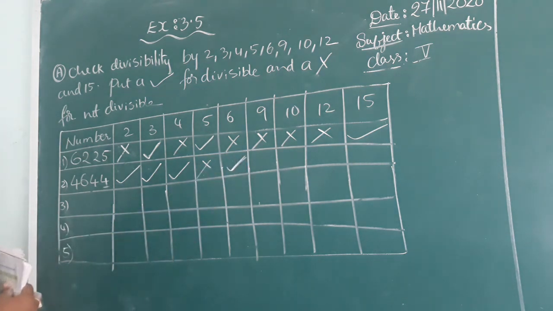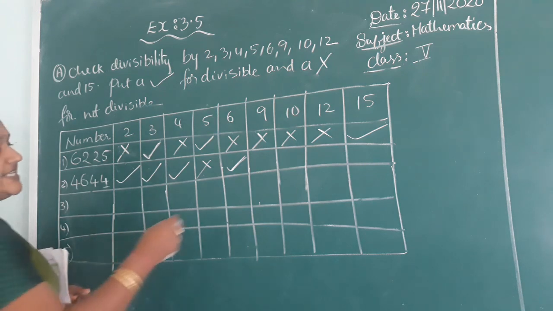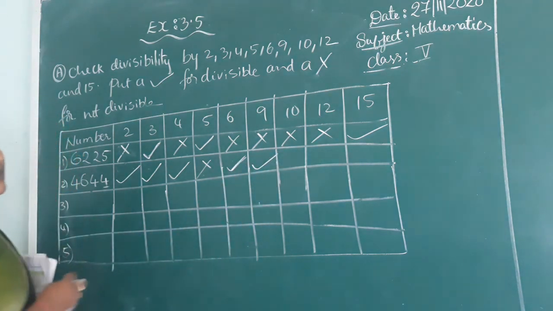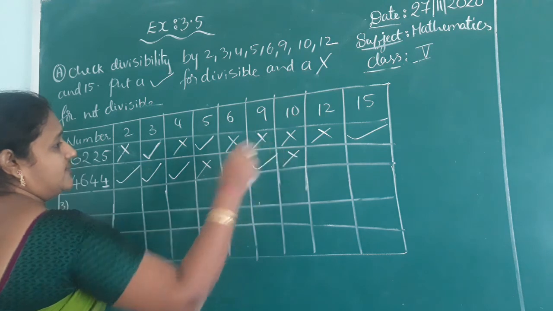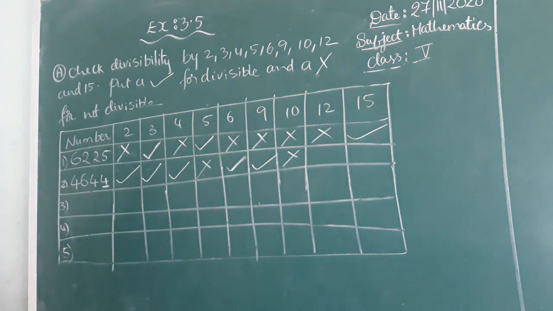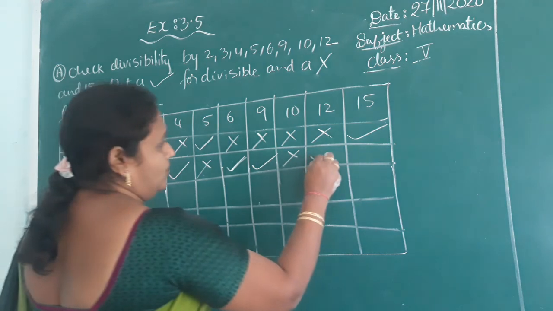9. Sum of the digits. If we add, what will you get? 4 plus 6, 10, 10 plus 4, 14, 14 plus 4, 18. 18 is in the 9 table, so it is divisible by 9. Next, 10. If you observe the last digit, it is not 0, so it is not divisible by 10. Next one. If a number is divisible by both 3 and 4, then it is divisible by 12. It is divisible by both 3 and 4, so it is divisible by 12 also.